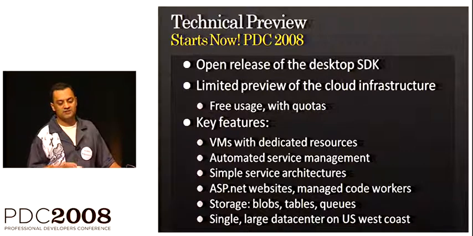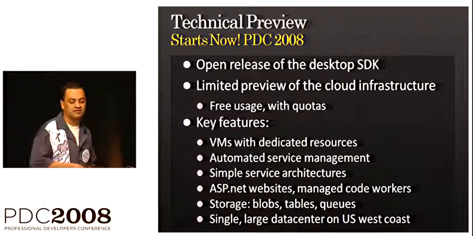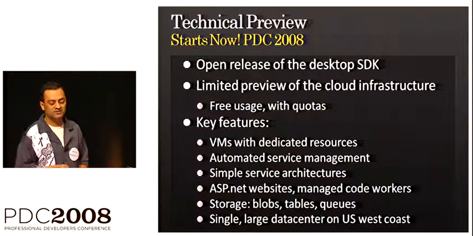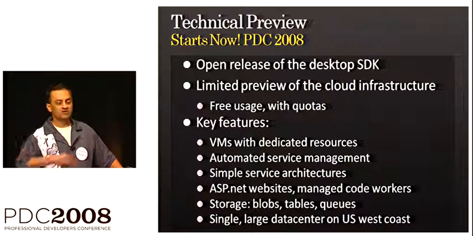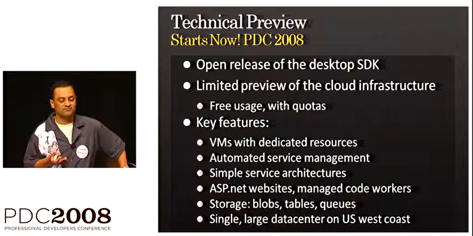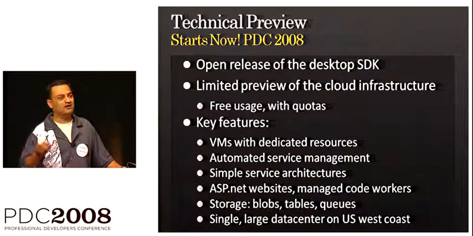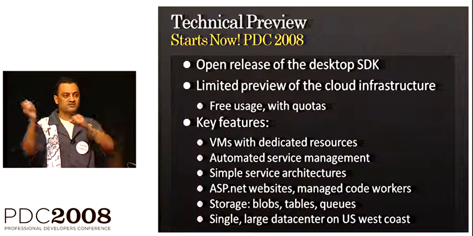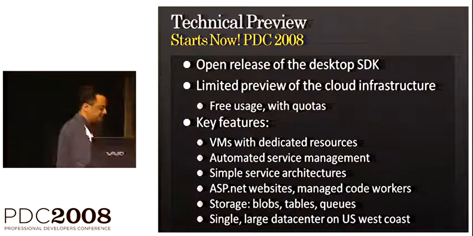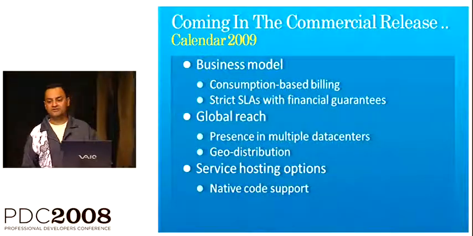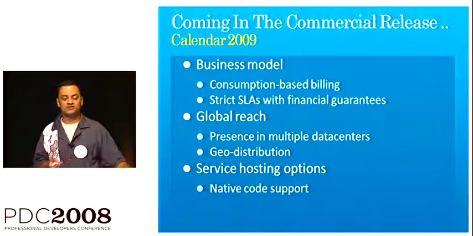All the service management stuff, these architectures that I showed you today, ASP.NET and managed code. For storage, we've got blobs, tables, and queues, and it's all in a single large data center on the US West Coast for the tech preview. We are very much on the way to creating many more data centers in different places, and for anybody who's been in the business of doing that, you know that if you need a data center tomorrow, you don't start thinking about it today. So you can imagine we've done a lot of this groundwork already, right? Trucks are moving, have already moved, et cetera, et cetera. Okay, this is all just the first step towards the eventual commercial release.